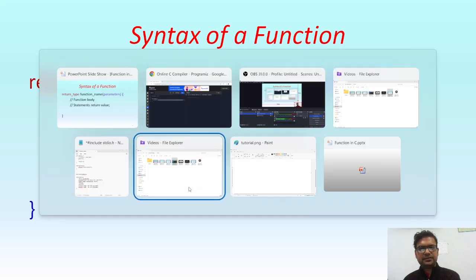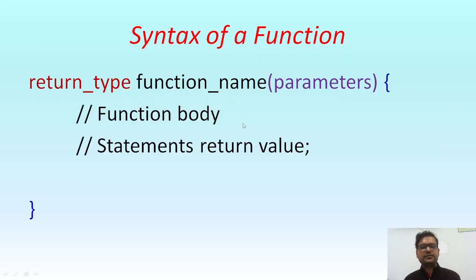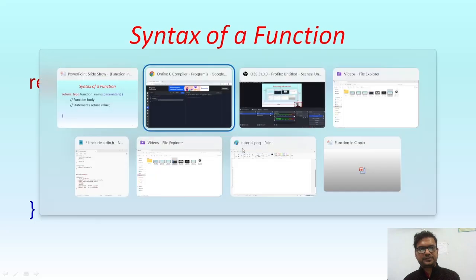Now, what is the syntax of the function? We all know that when we write something in C programming language, we need to follow the syntax. Now the function also has a very specific syntax. It comes with a return type. It comes with a unique identifiable name, which is nothing but a valid C identifier. Also, it comes with something called parameters, and then the function body and return value. These are the components of a function.